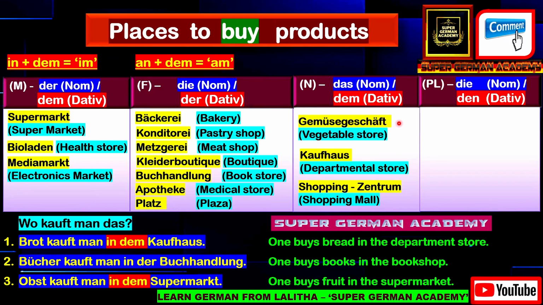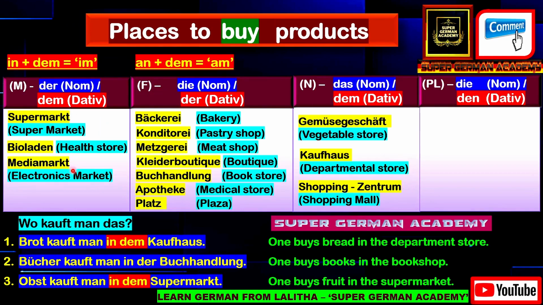Then for the neuter nouns, Gemüsegeschäft means vegetable store. Gemüse means vegetables. So Geschäft is store again. Gemüsegeschäft means vegetable store. Kaufhaus is departmental store. Shoppingzentrum is shopping mall. Okay, these are the neuter nouns.